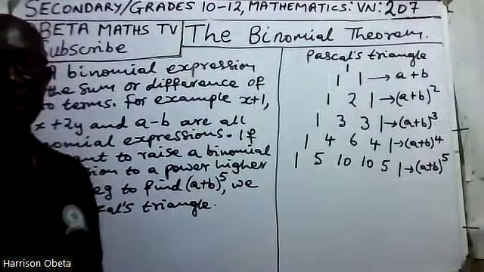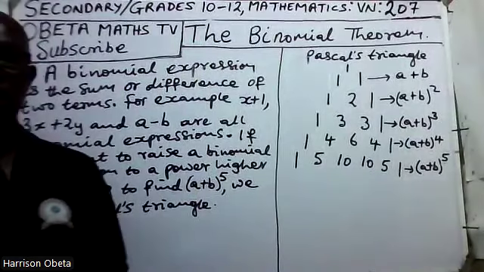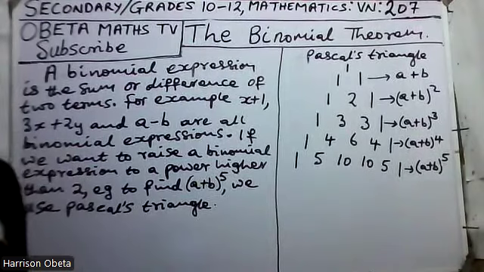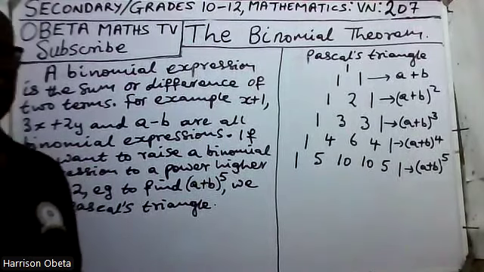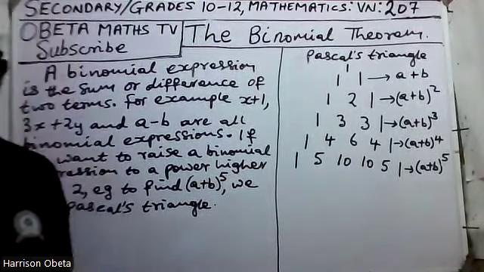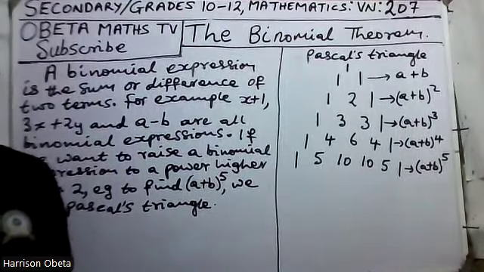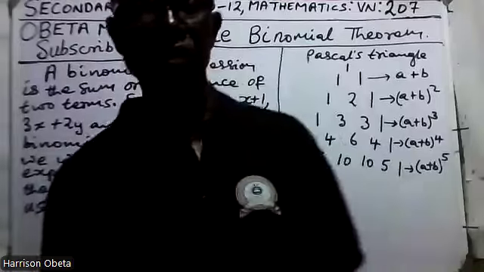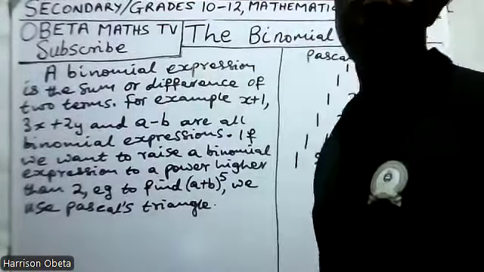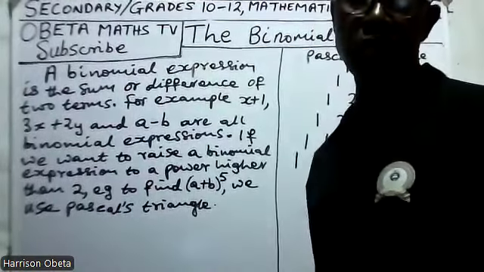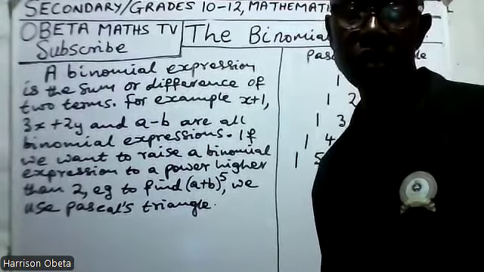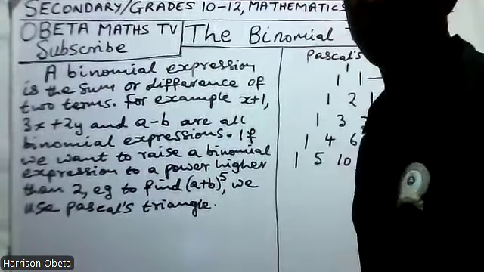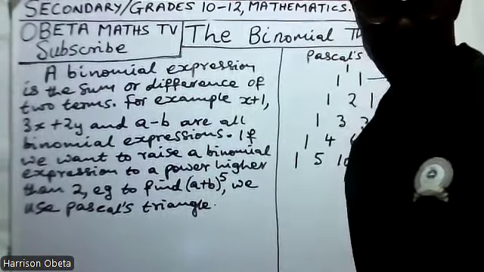A binomial expression is the sum or difference of two terms. For example, x plus 1, 3x plus 2y, and a minus b are all binomial expressions. If we want to raise a binomial expression to a power higher than 2, for example, to find a plus b raised to the power 5, we use Pascal's triangle.